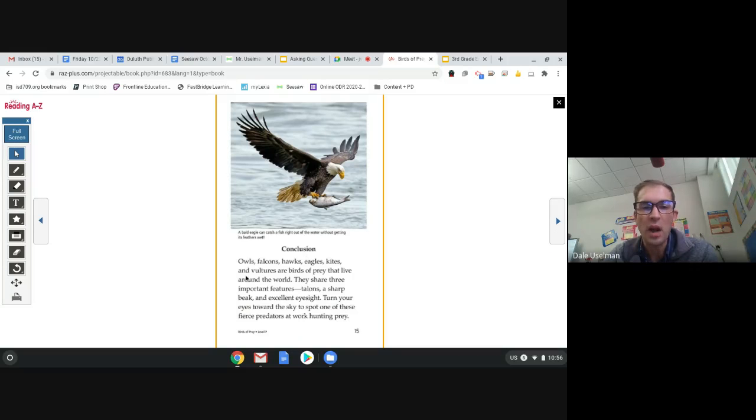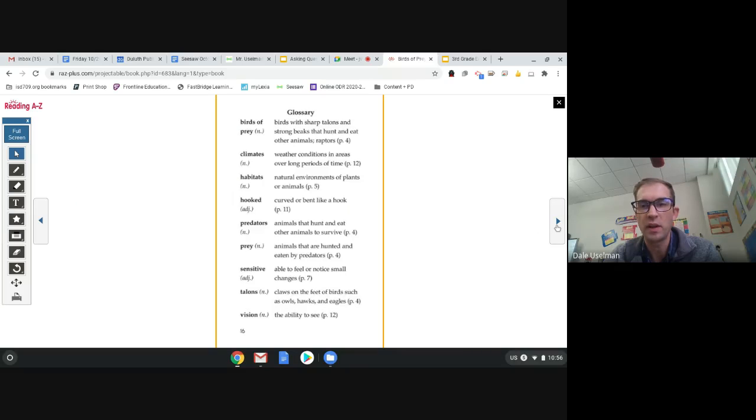Conclusion. Owls, falcons, hawks, eagles, kites, and vultures are birds of prey that live around the world. They share three important features: talons, a sharp beak, and excellent eyesight. Turn your eyes toward the sky to spot one of these fierce predators at work hunting prey. The picture is right here of an eagle, and it says, for the caption, a bald eagle can catch a fish right out of the water without getting its feathers wet. And our last page is our glossary.